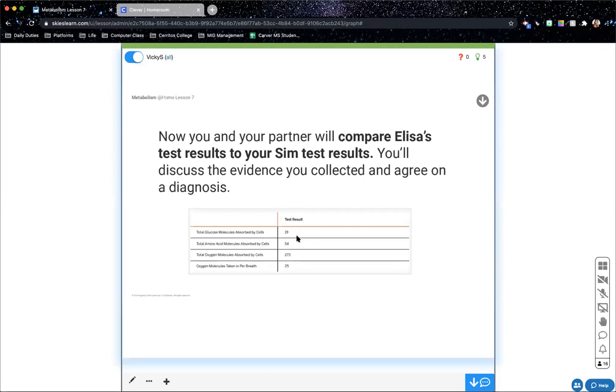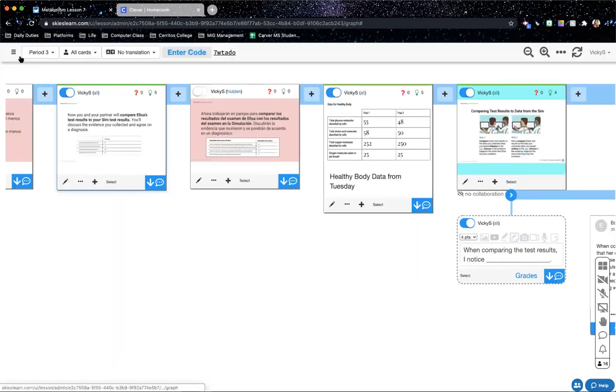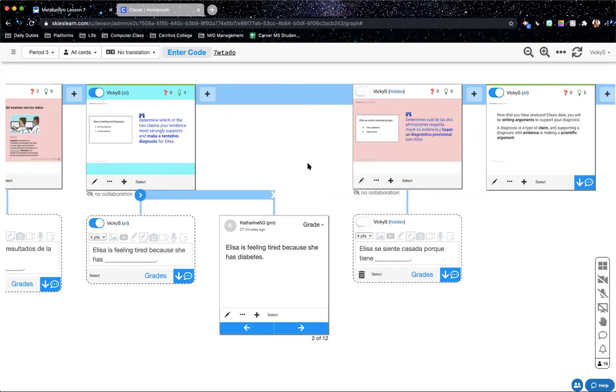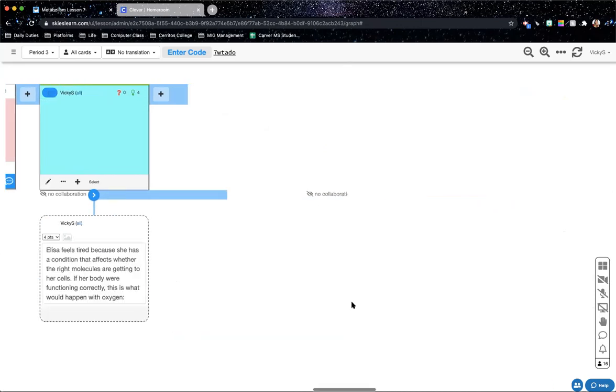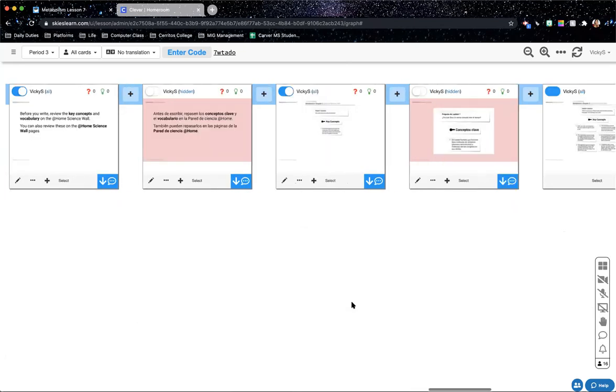Miss, but this is Miss Eliza has the word conditions, and that doesn't make sense. Oh, sorry, let me edit that. So you could delete the condition. You could just write she has diabetes, she has asthma, whichever one you think she has. You just need to use the data because you're gonna write, because we saw that in a healthy body, you have 55 total glucose molecules absorbed by cell, and in Elisa's, we see that her body is only absorbing 19 glucose molecules. That's why I think she has this. Does that make sense? Yes. Okay, so go ahead, did I open it for you guys? Yes, you did for me.